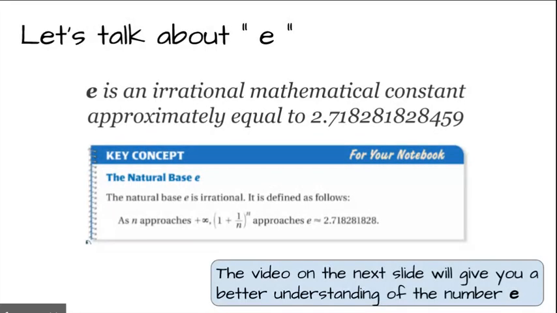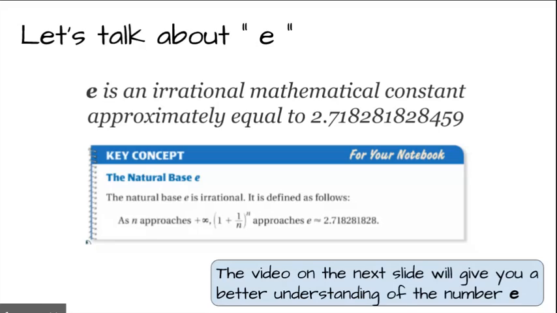E is an irrational mathematical constant, irrational in the same way that pi is irrational, which means the decimal does not repeat. It approximately equals 2.71828, and so on and so forth. You may have seen it in a science class previously where they rounded it off to 2.718. That is called the natural base E.